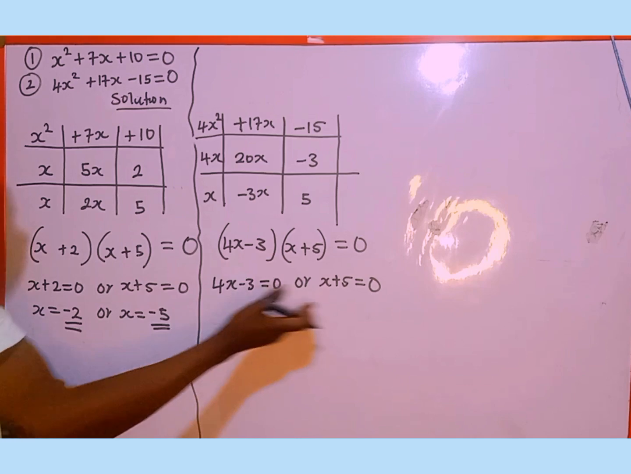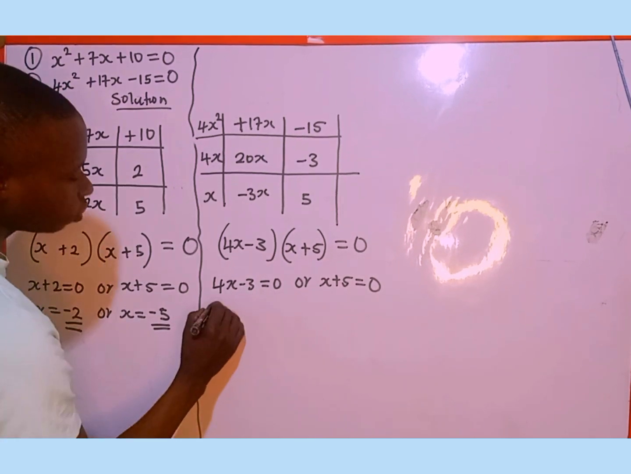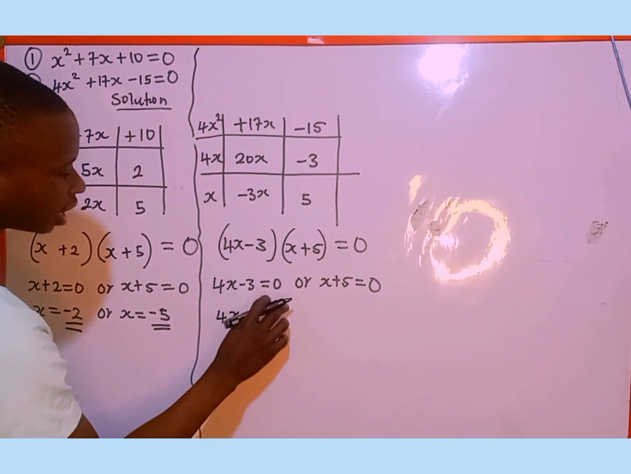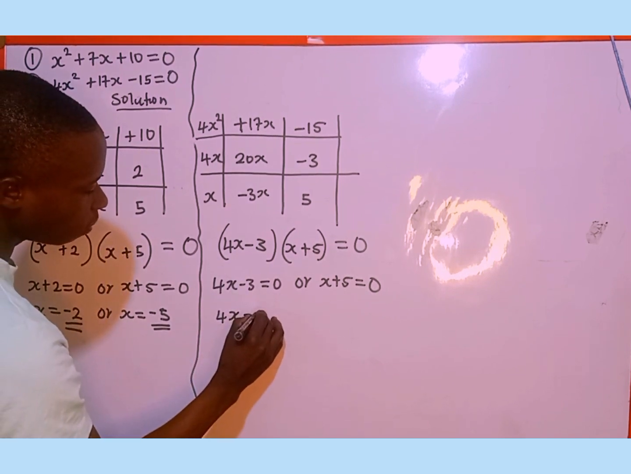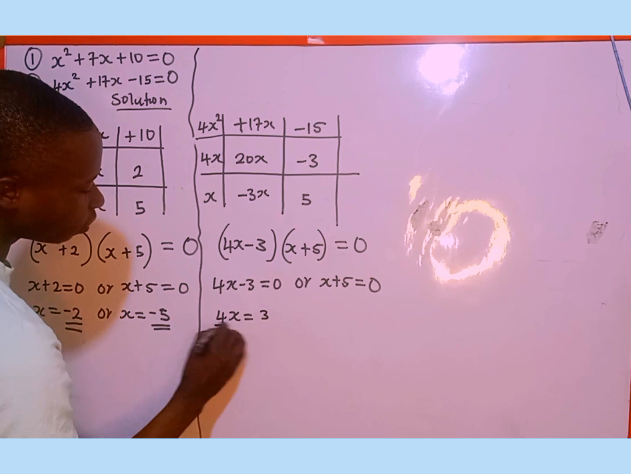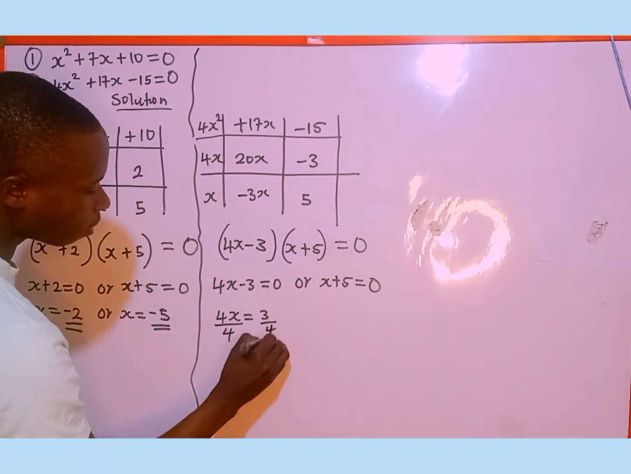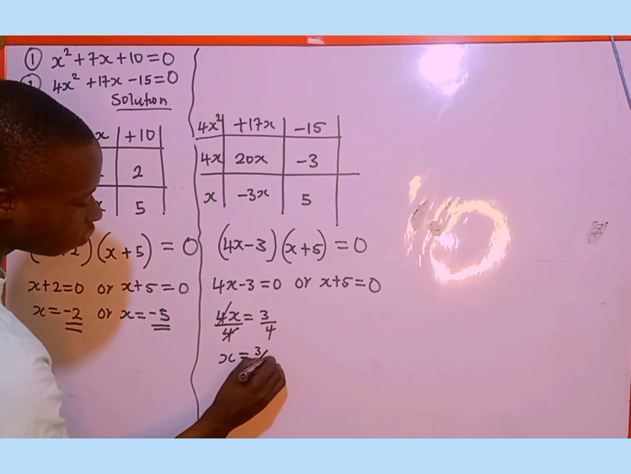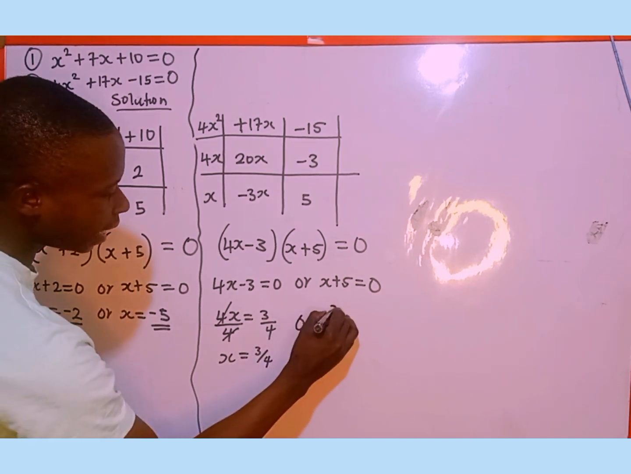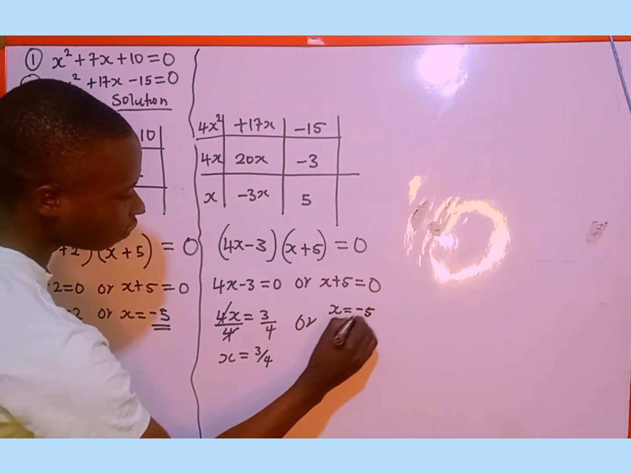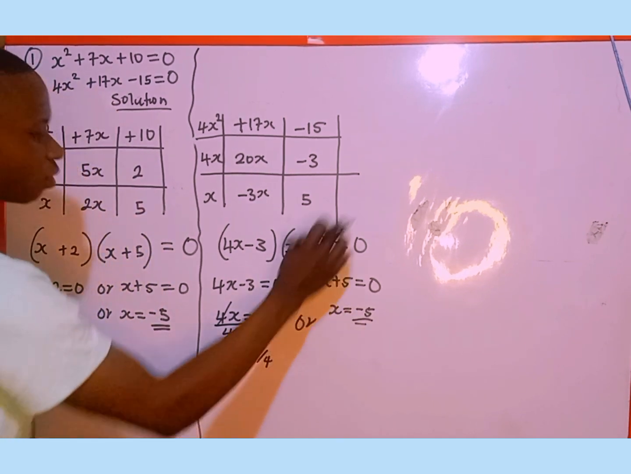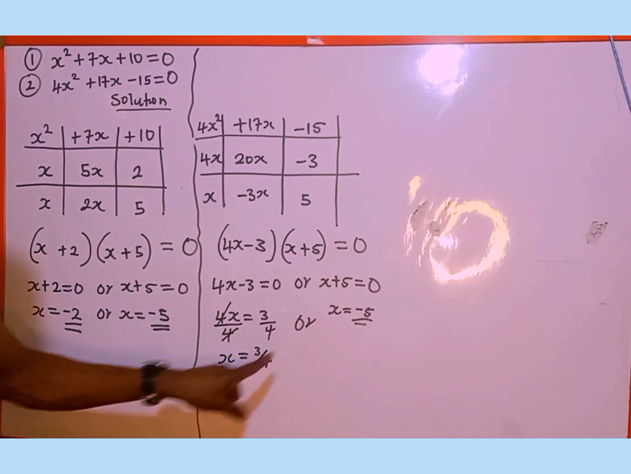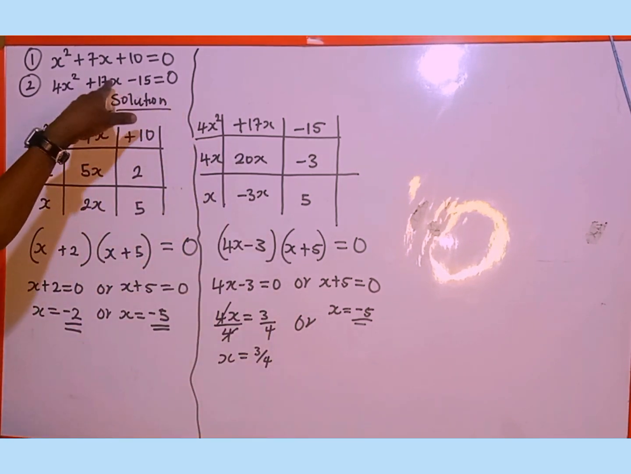Now we can solve for the value of x in these two. 4x will be equal to positive 3, taking minus 3 to the other side of the equation. Now we divide through by 4 so that this cancels this. x will be equal to 3 over 4, or x will be equal to negative 5, since plus 5 changes to negative 5 when it crosses to the other side. So these are the values of x that satisfy this quadratic equation.